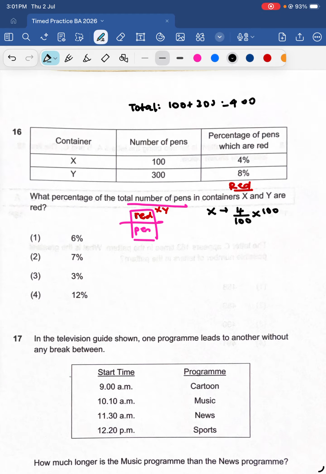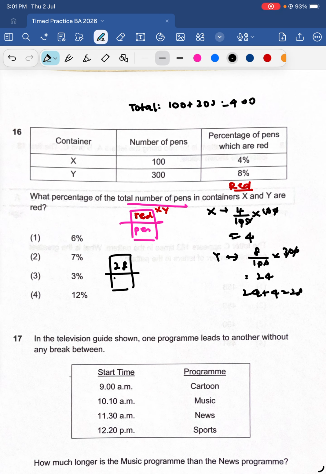4% of 100, you realize that with cancellation, the number is not too tough. 8% of 300, 24. 24 plus 4, which is 28. So now let us write down the numbers properly in the fraction and multiply by 100%. You will get 7%. Option 2.